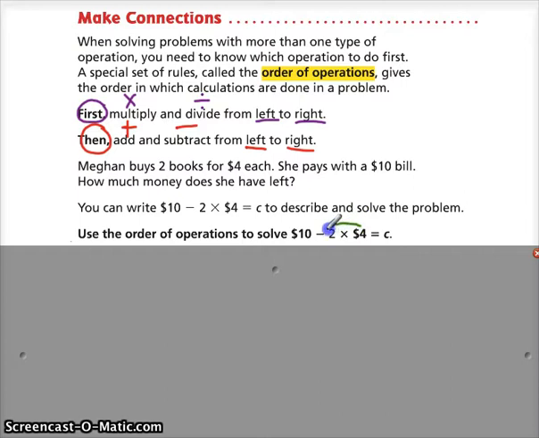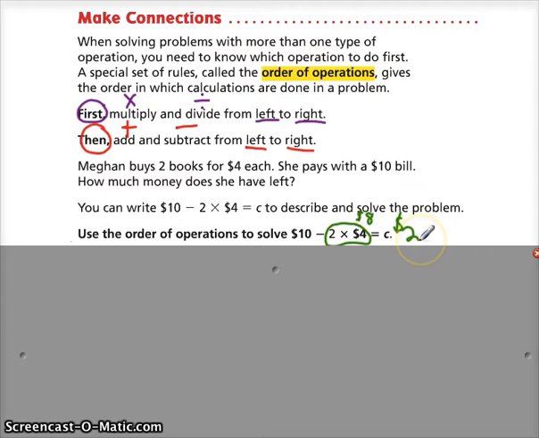Remember, Megan had 2 books and she paid $4 each for them. That's multiplication. And our order of operations rules say we should take care of multiplication and division first. 2 times 4 is 8. Once we've taken care of our multiplication, we take care of our addition and subtraction. And in this case, it would be subtraction. So $10 minus $8 equals $2. So in this case, our cost, C, is $2.